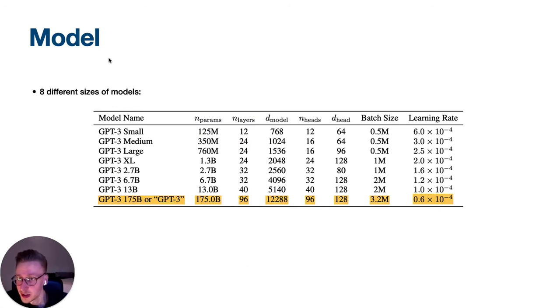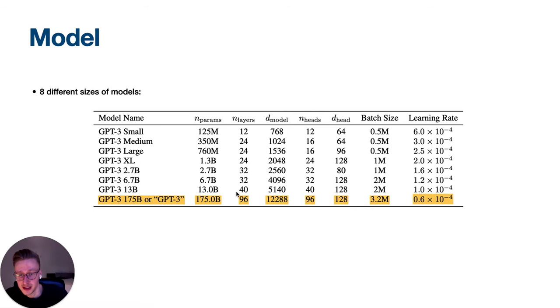OpenAI trained 8 different model sizes of GPT-3. The smallest one has 125 million parameters, the biggest one has 175 billion parameters. And the largest one is also the one I will be referring to mainly during this presentation when I talk about GPT-3.